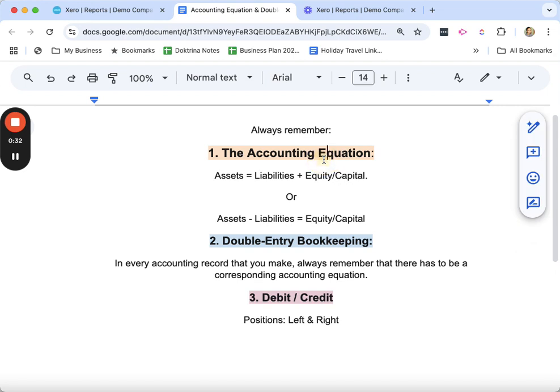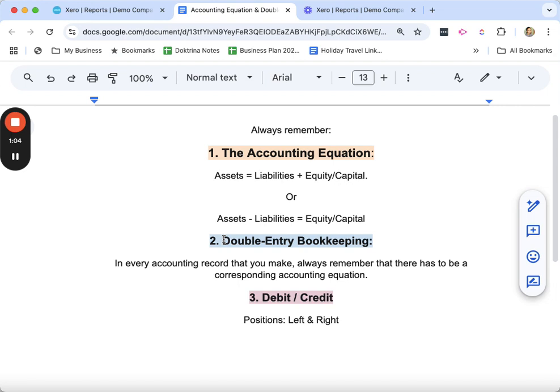The accounting equation only shows that assets is equal to liabilities plus capital, or in other countries, it is shown as assets minus liabilities is equal to equity or capital, which is basically the same. It only depends on which country you are accounting for. So it differs between the US and Australia, or UK, or Singapore, or Canada, but it's basically the same.